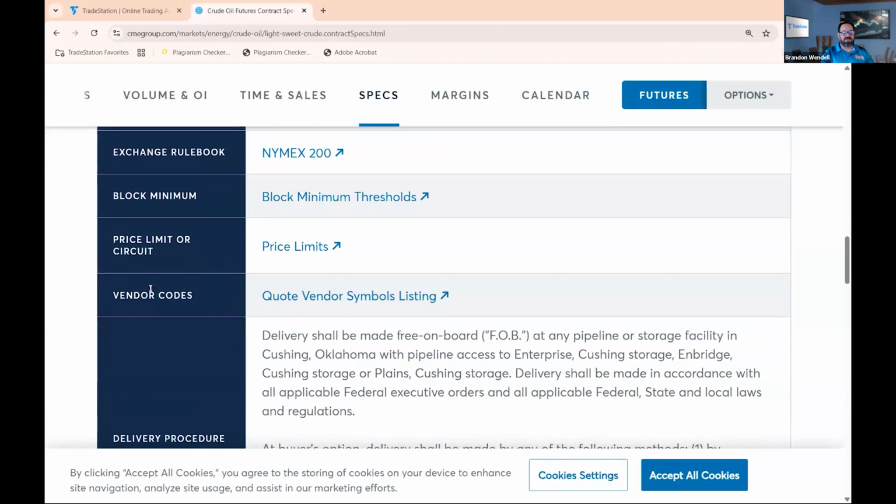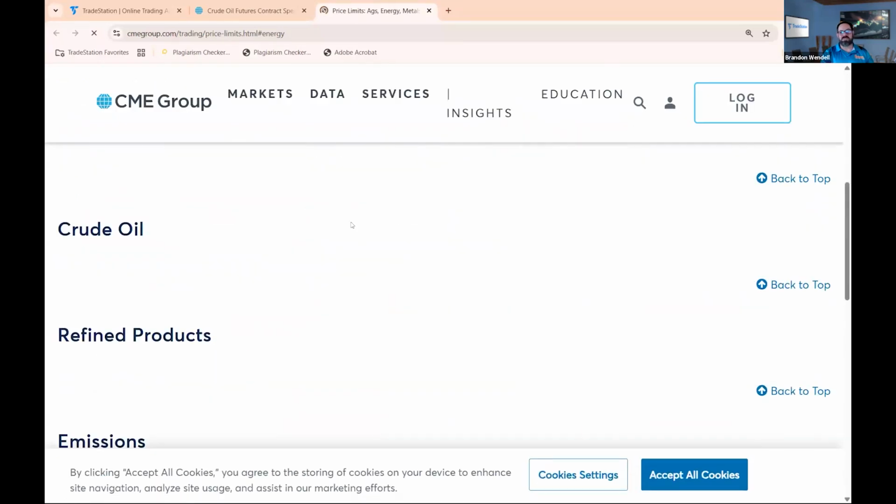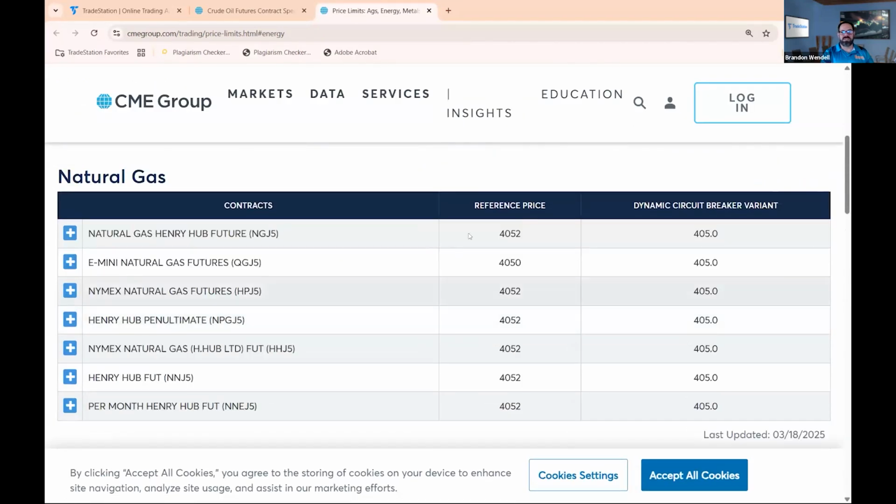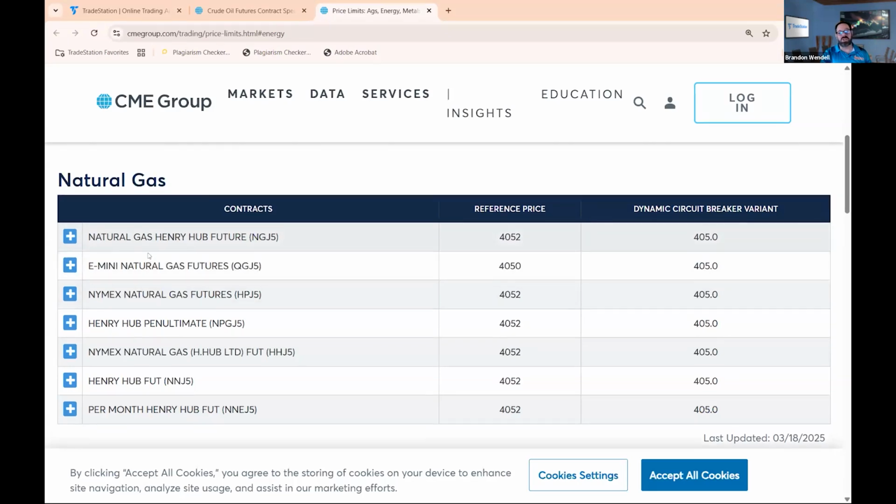And it's also, again, inside the contract specs. Let's see if I scroll down. There it is. Price limit or circuit. And you click on price limits and it'll bring up the lists right here of price limits. Those are the prices. Dynamic circuit breaker variant. It tells you exactly how prices can move up or down and how much when they will shut down.